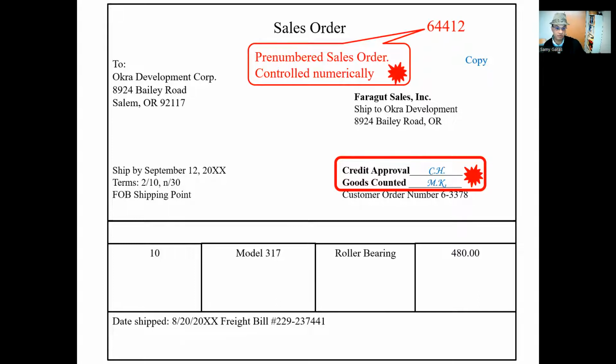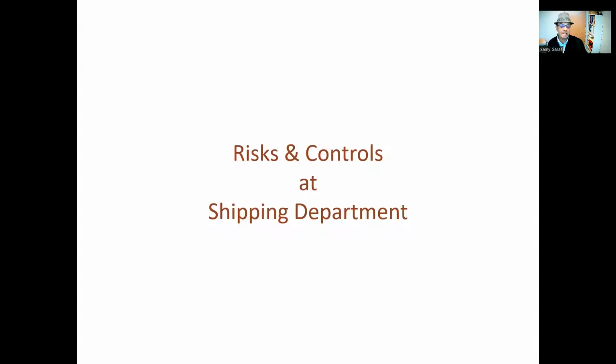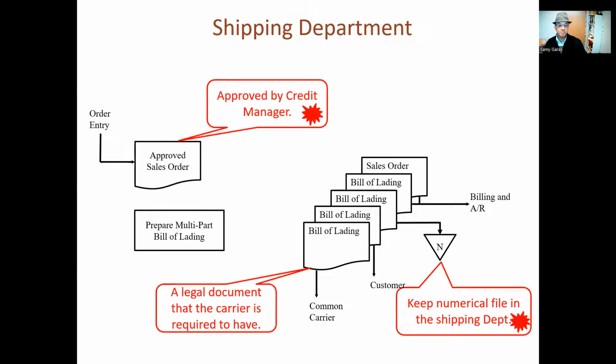The risks and control at the shipping department. The shipping department is usually receiving the sales order that has been approved by the credit manager, and then prepares a multi-part bill of lading. The bill of lading is the legal document that the carrier is required to have. The bill of lading is usually issued by the company with several copies. One copy goes to the customer. Another one is filed in the company, so we can keep a numerical file. The other two go to the accounts receivable and billing department.